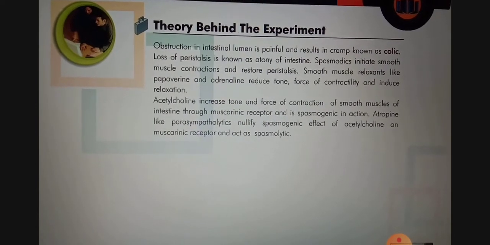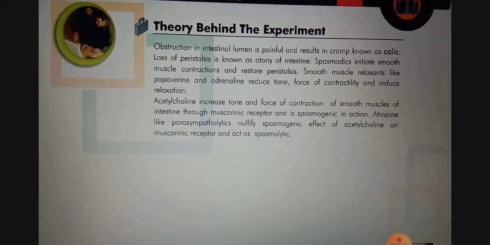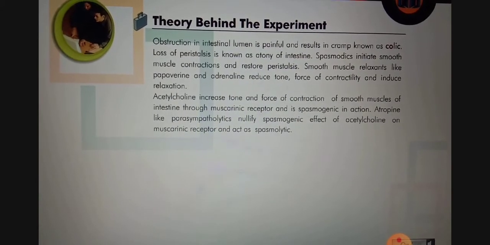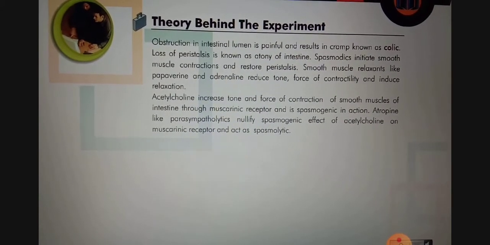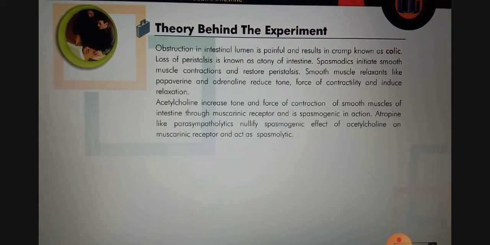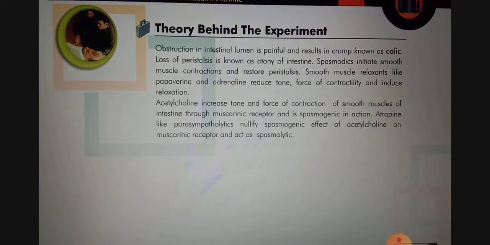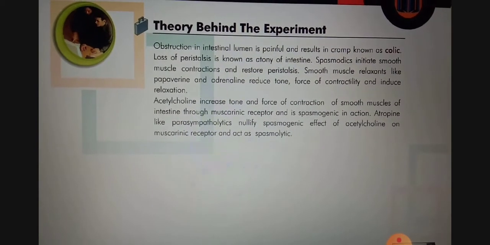Acetylcholine increases the tone and contraction of smooth muscles of intestine. So by acting on the muscarinic receptor it causes the spasmogenic action. Okay, so what is spasmogenic action? It causes the contraction of smooth muscles present in the intestinal region.